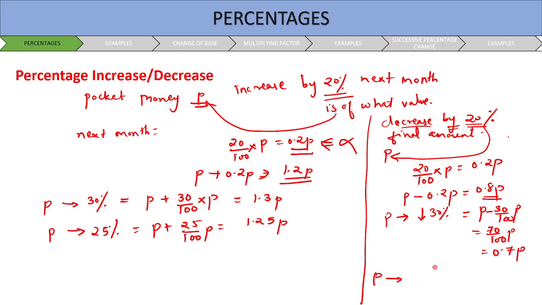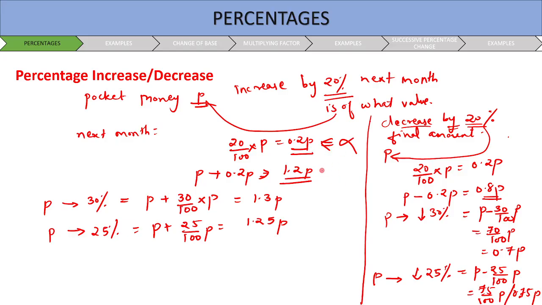Similarly, if the initial value is P and now it is decreasing by 25%, what will be your final value? P minus 25 by 100 of P, which is 75 by 100 of P, or you can write it as 0.75 P. So this is what we have discussed for the topic percentage increase and decrease.